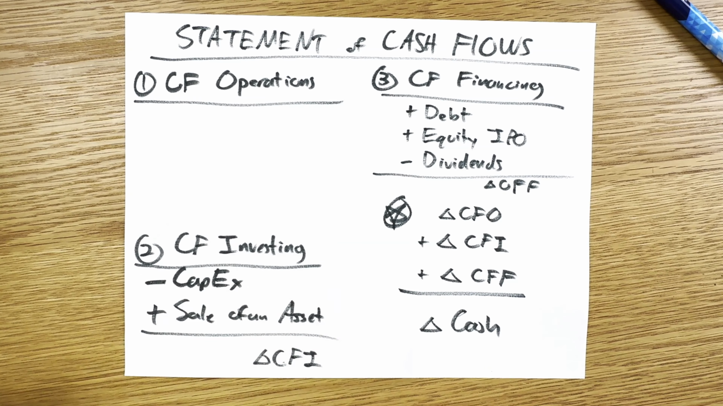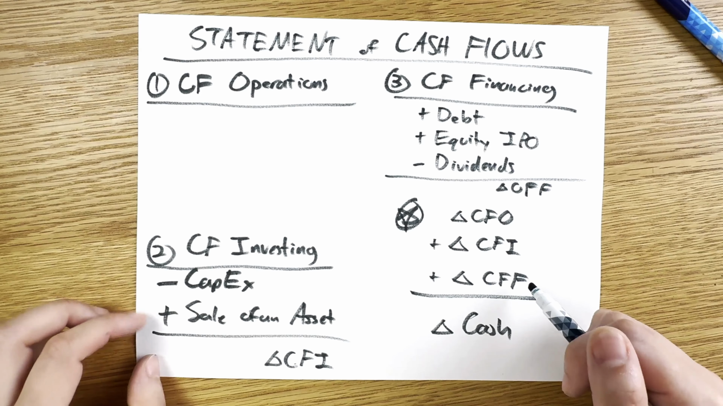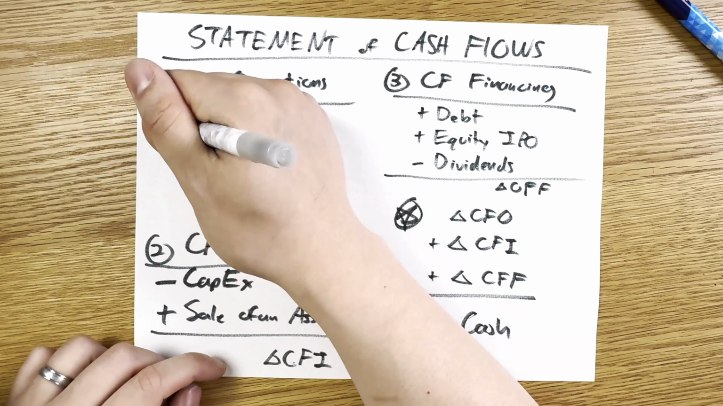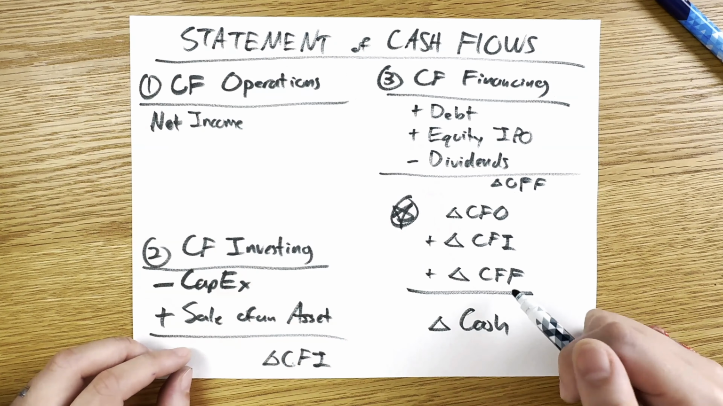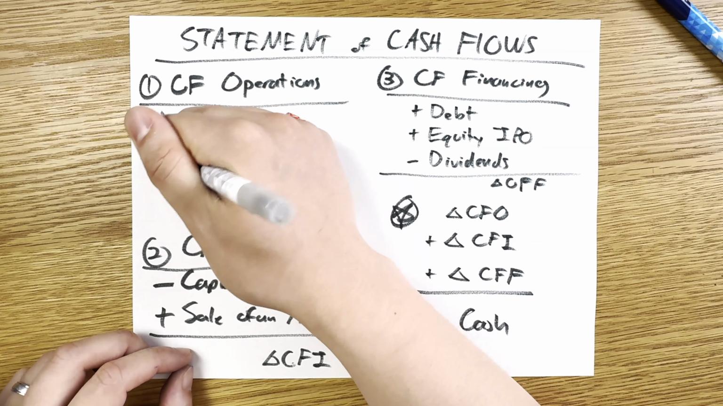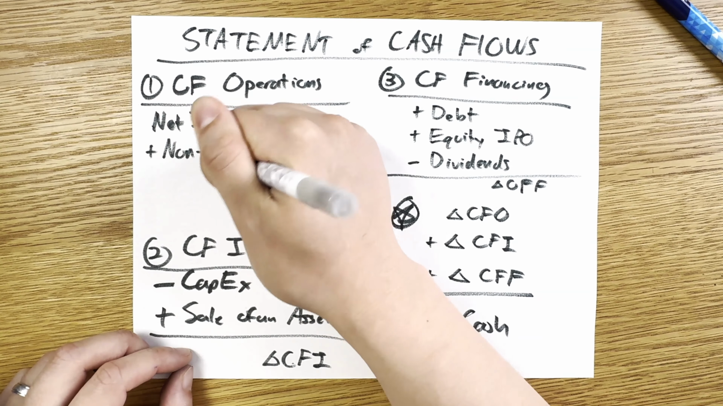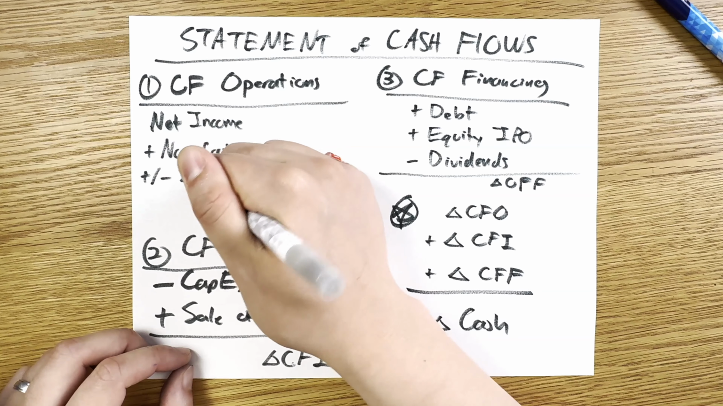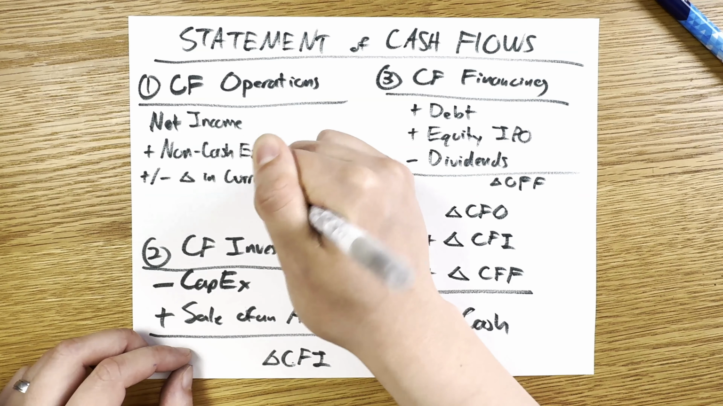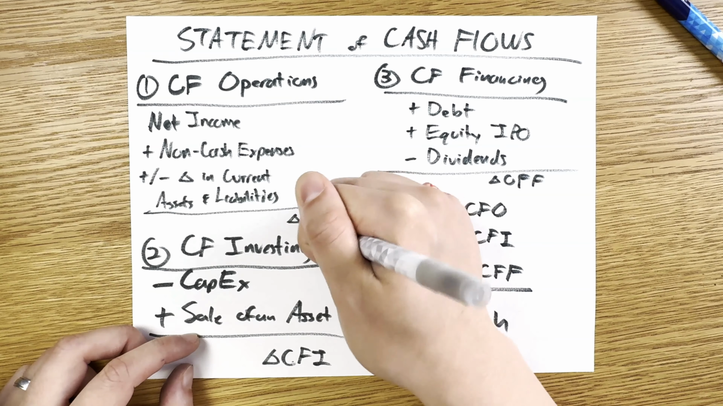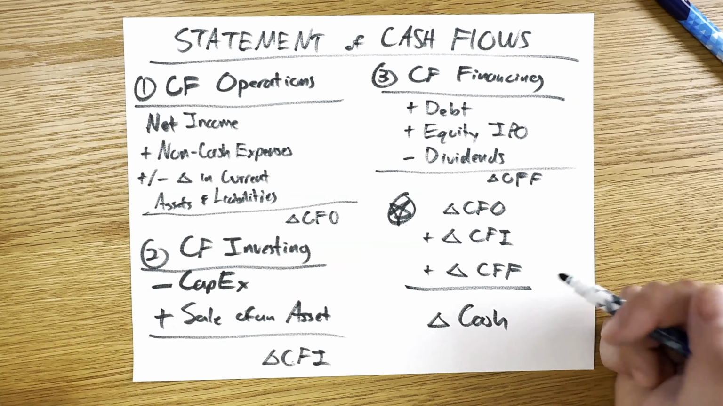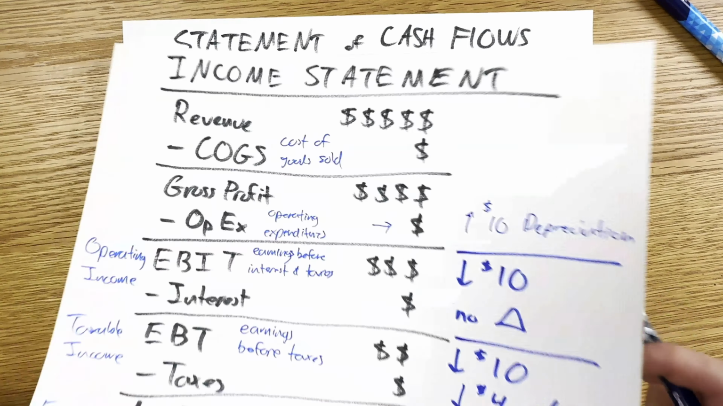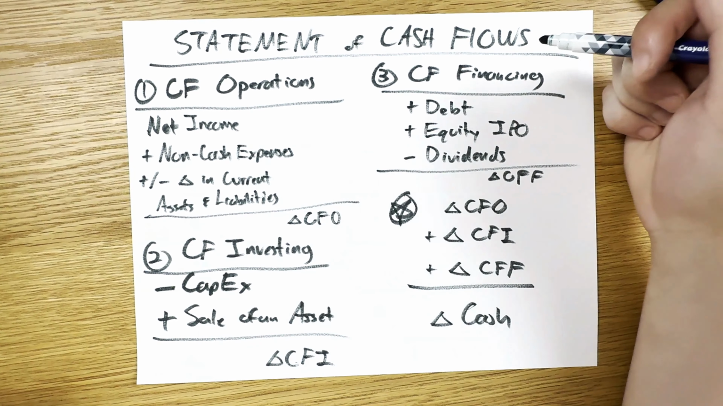Now, let's talk about cash flows from operations. The cash flows from operations has 3 main components. The first is your net income. And then we are going to add back our non-cash expenses. The third category, we're going to make adjustments for changes in current assets and liabilities. That taken together gets us to our change in cash flow from operations. Okay, let's talk about each of these. Net income, that is just the same number that shows up in your income statement here, right? Just goes right on over to the cash flow statement.